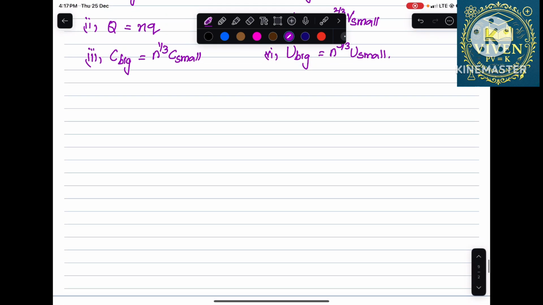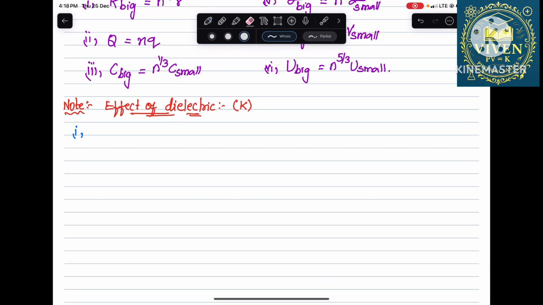So I can give you a note point. Note that this is the effect of dielectric, with a constant K, when inserted. What all changes can it make? The first one, potential difference remains the same.